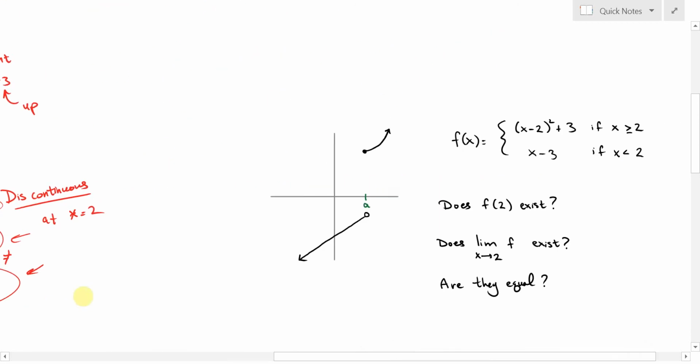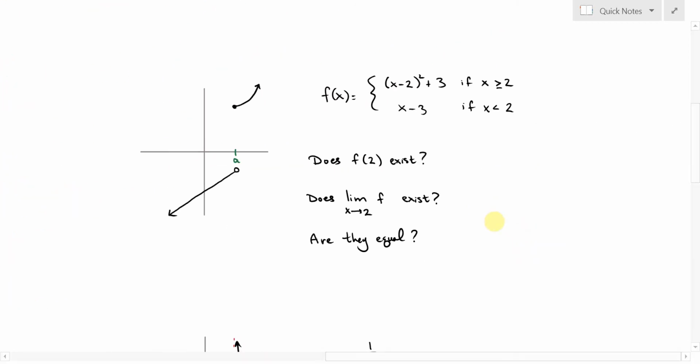Well, consider this. What if we had the same exact definition? The only difference is that now we make the bottom inequality strict and this inequality not strict. So that means that for x equals 2, we would use the top formula instead of the bottom formula. So does f of 2 exist? The answer is yes, but this time f of 2 is equal to 2 minus 2 squared plus 3. We use the top formula, which is 0 squared plus 3, which is just 3.